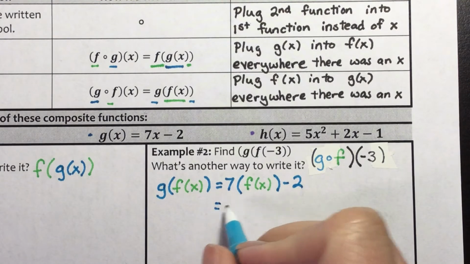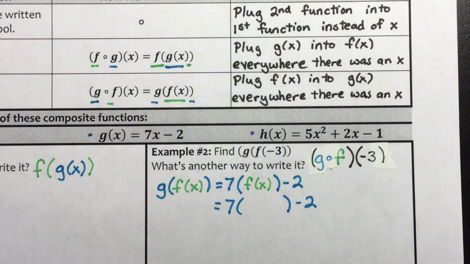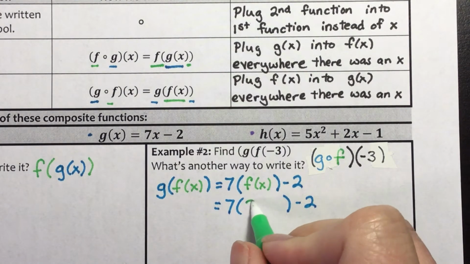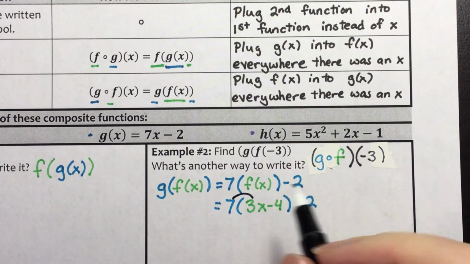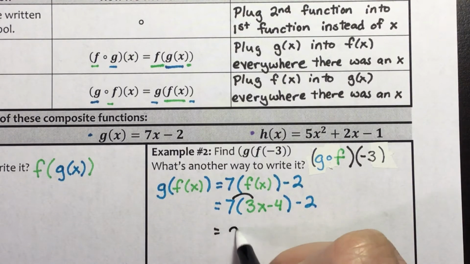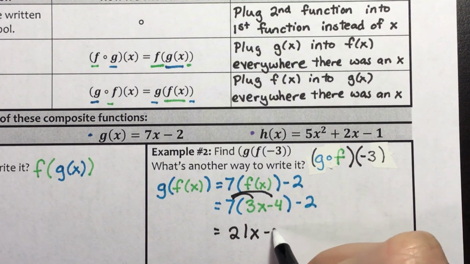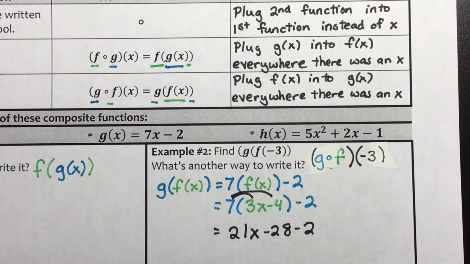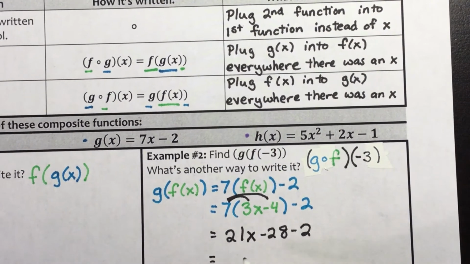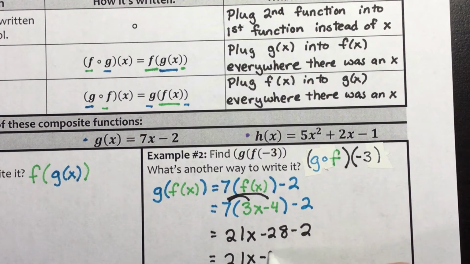Okay, let's rewrite. So this is 7 times something. What is f of x? F of x is the function 3x minus 4. And now we're going to distribute. 7 times 3x is 21x. 7 times negative 4 is negative 28. And then bring down the minus 2 that was already there. Okay, combine like terms. 21x doesn't combine with anything, but negative 28 and negative 2 add together to get negative 30.